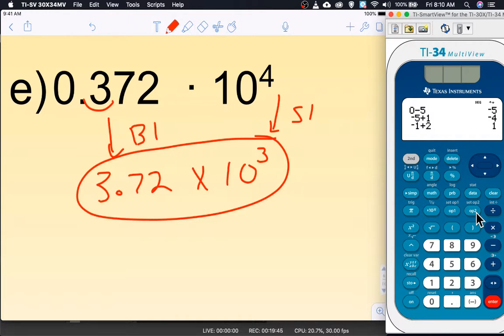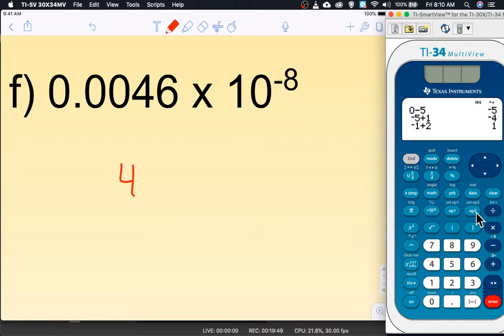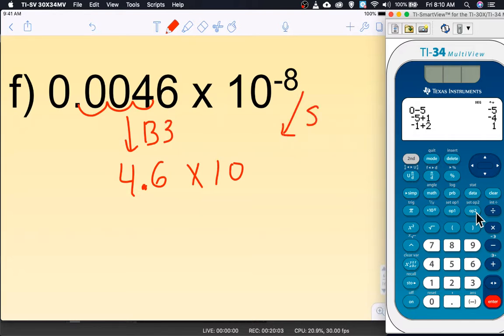And we're done. Put the decimal where you know it needs to be. 4.6 times by 10 to what power? Well, let's see. This piece is getting bigger by 1, 2, 3 places. So my exponent gets smaller by 3 places. And if you're not sure what 3 smaller than negative 8 is, negative 8, and you go down, you subtract, you go down by 3, gives you negative 11.